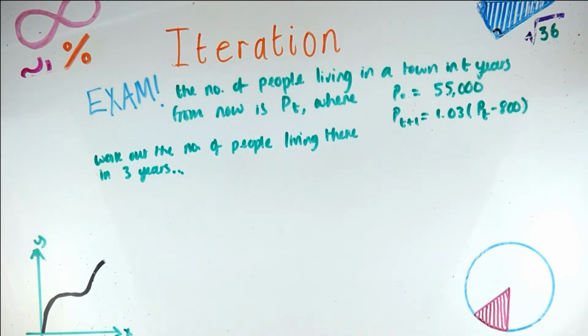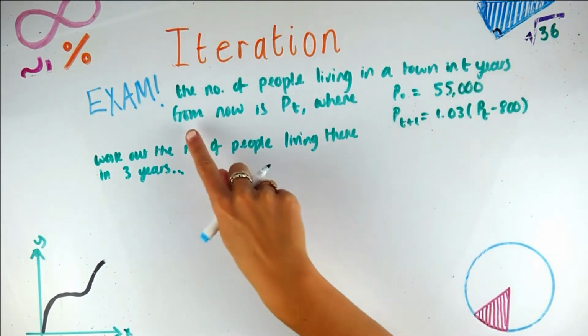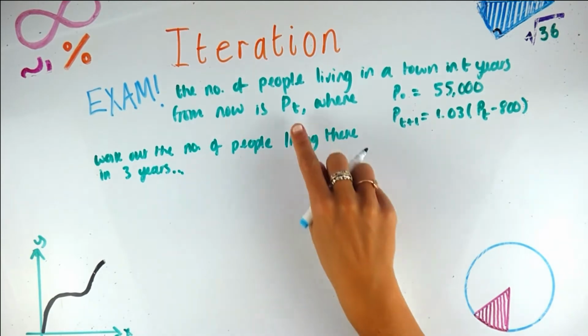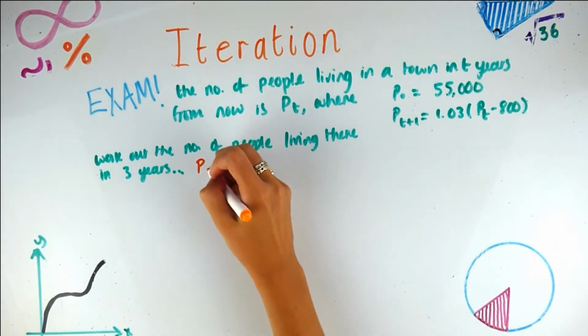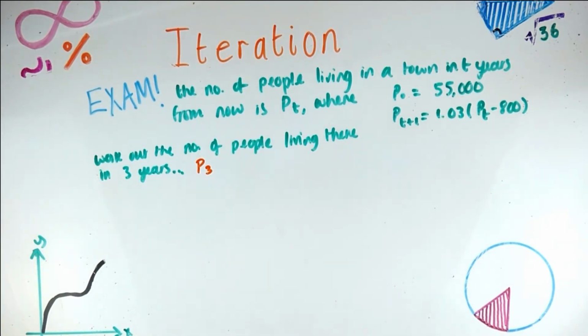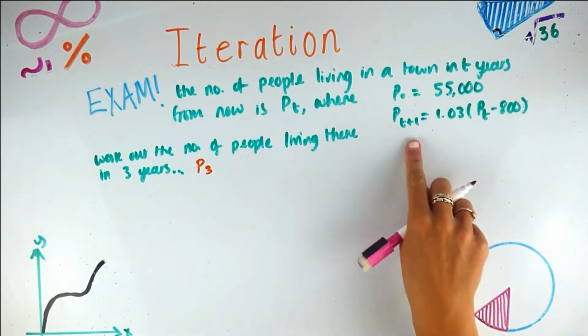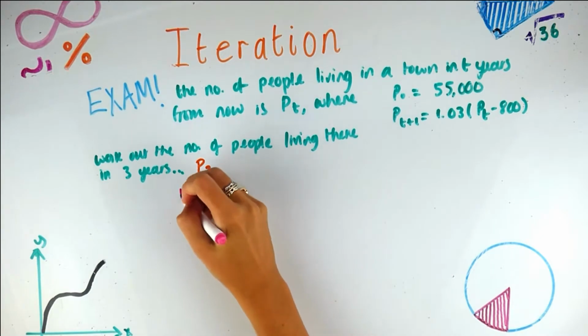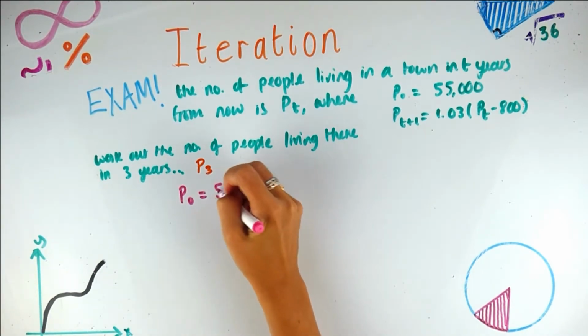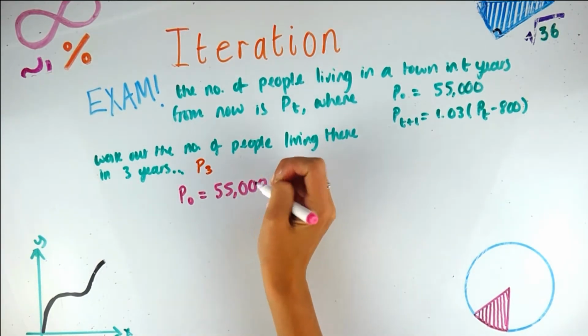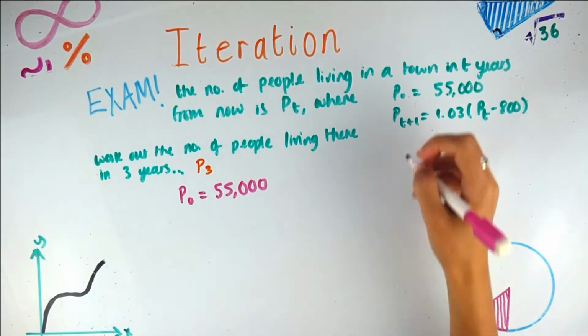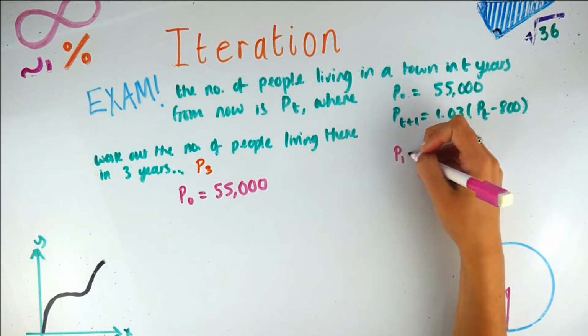If we read the question, the number of people living in a town in t years from now is P_t. So we are looking for P_3. Okay, how are we going to find P_3 using the information it's given us? So firstly, we know we have P_0 is 55,000. So what about if I want to try and find P_1?